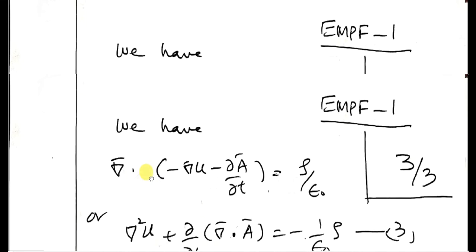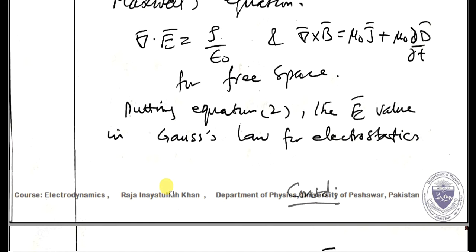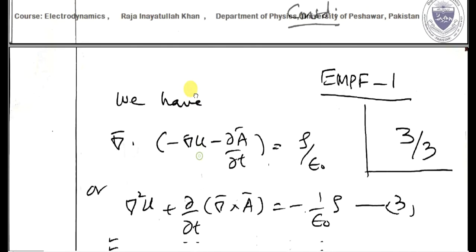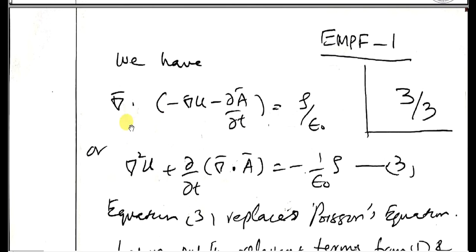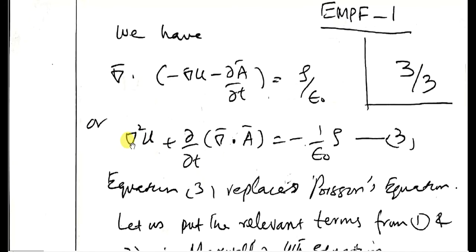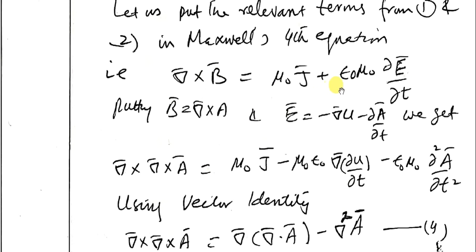The Poisson equation takes a new form by putting in the electric field, which is minus gradient of U minus delta A by delta T, equal to rho by epsilon naught. Putting that here, we get del square of U, since we apply the del operation on the gradient, and the divergence of A we take inside, with delta by delta T of the divergence of A. And remember, it is again for free space.